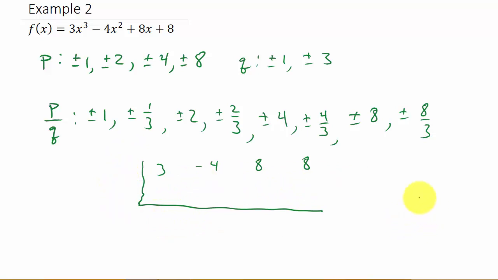And usually what I do is I'll go through and check these out first, like the plus and minus 1, plus and minus 2, plus and minus 4, plus and minus 8. A lot of times that's the easiest thing to do. Sometimes none of them will work, and that's the case here. None of them work. The one that works is negative 2/3.